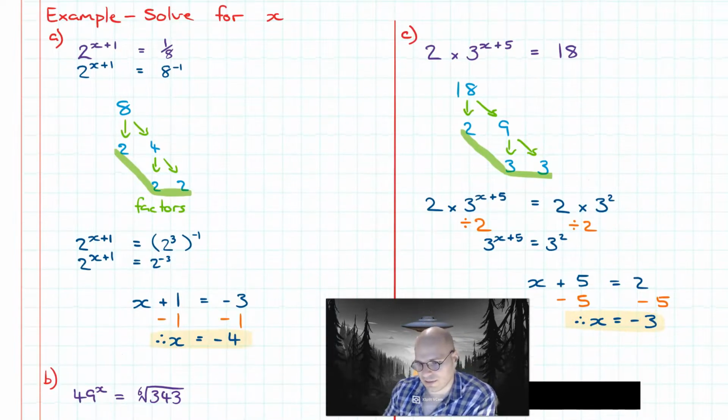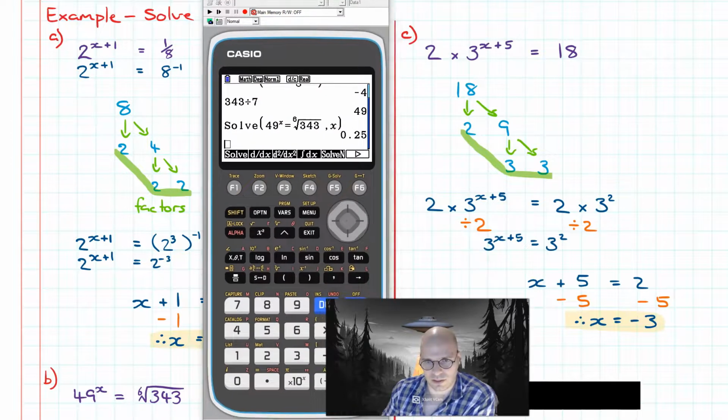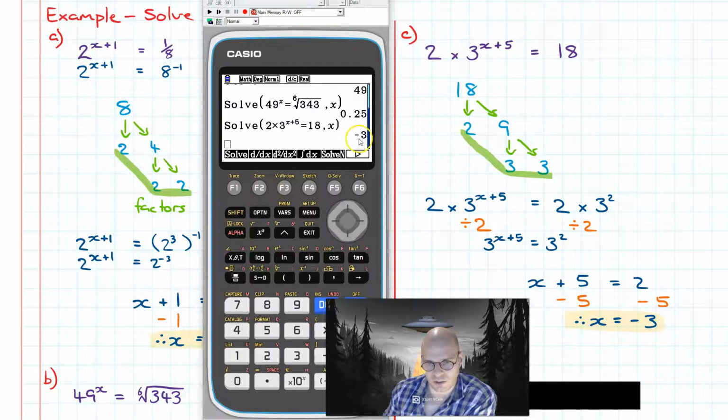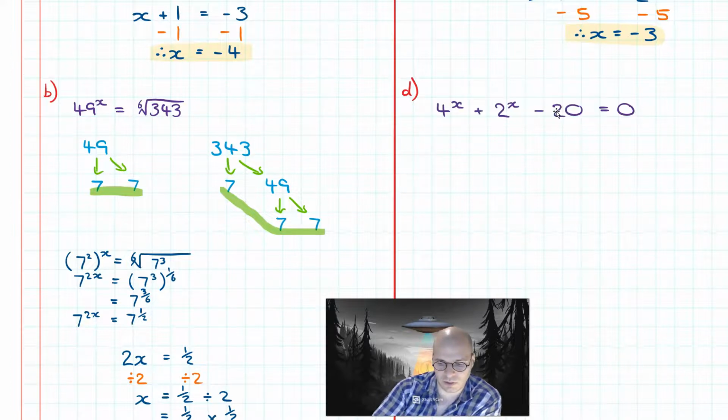Verifying that this is indeed the solution to the problem, I bring up my calculator. I'm going to use my solving skills again. Keying in the equation, I'm going to go to Option, Calc, Solve. Then I'm going to go 2 times 3 to the power of x plus 5, all equal to 18. And I want to solve for x. Hitting execute. Lo and behold, the value of x in this case is -3, and this is in agreement with the calculated value. Alright. Final and nastiest problem.